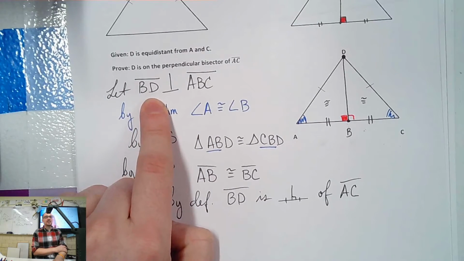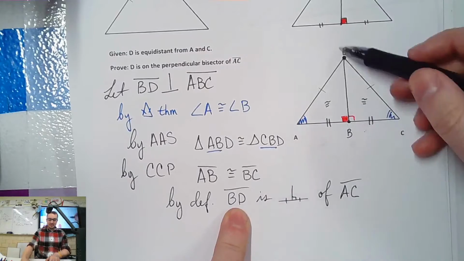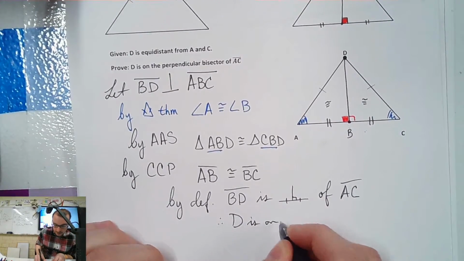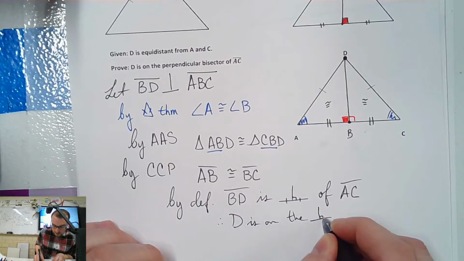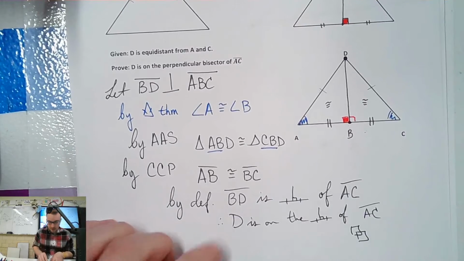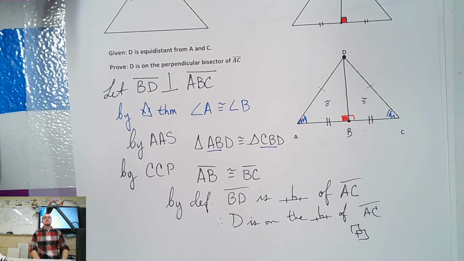How do you know that D is on this segment? Because it's in the name. So how do we know D is on this? Well, it's in the name. So we just write, therefore, D is on the perpendicular bisector of AC. That's it. No reason given. It's just because it's in the name, right? We know a point's on a line if it's in the name of the line. Okay? And that's it. D is on the perpendicular.